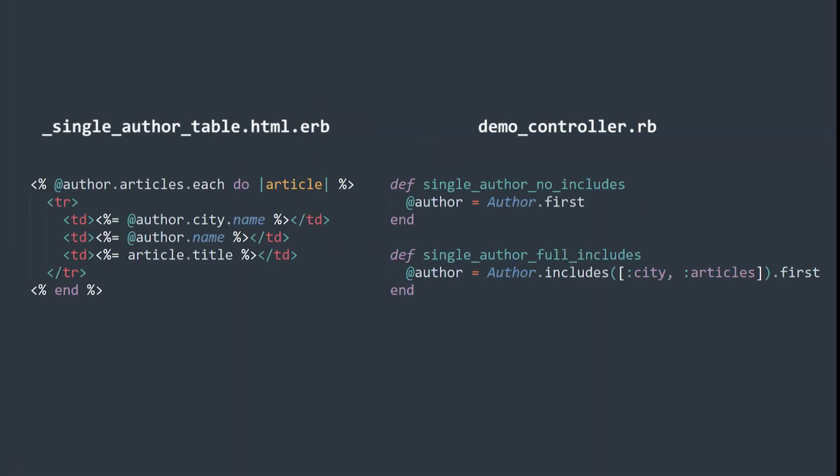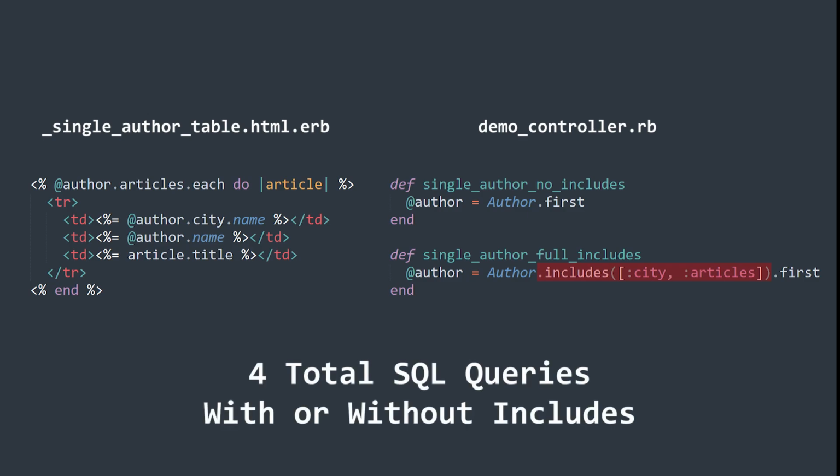The simplest situation where includes doesn't help is when you only have one record. If we want to include the city and articles for a single author, it will let us call includes, but it still needs to make one SQL query to get the city, and another to get the articles, so it doesn't actually reduce the number of database queries. As silly as this sounds, I've done this several times.